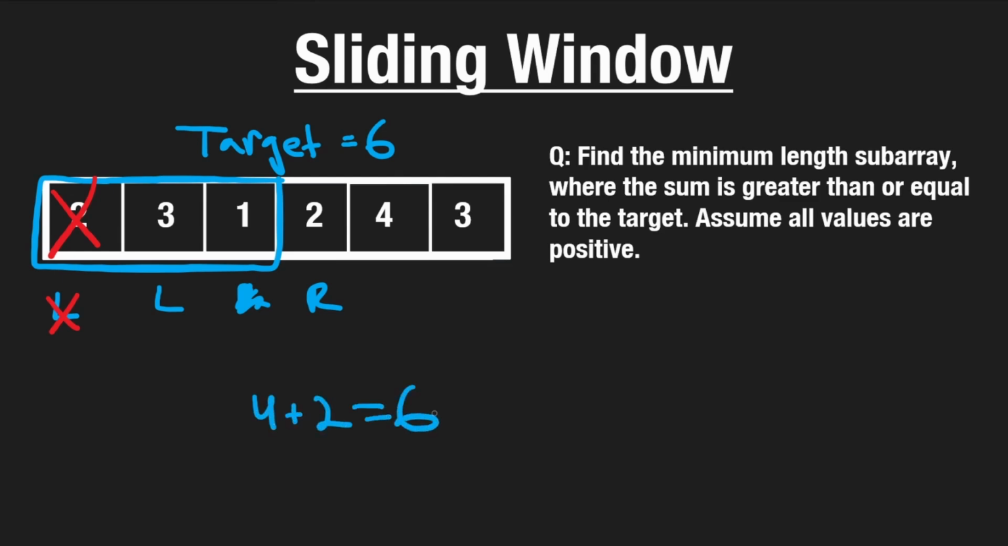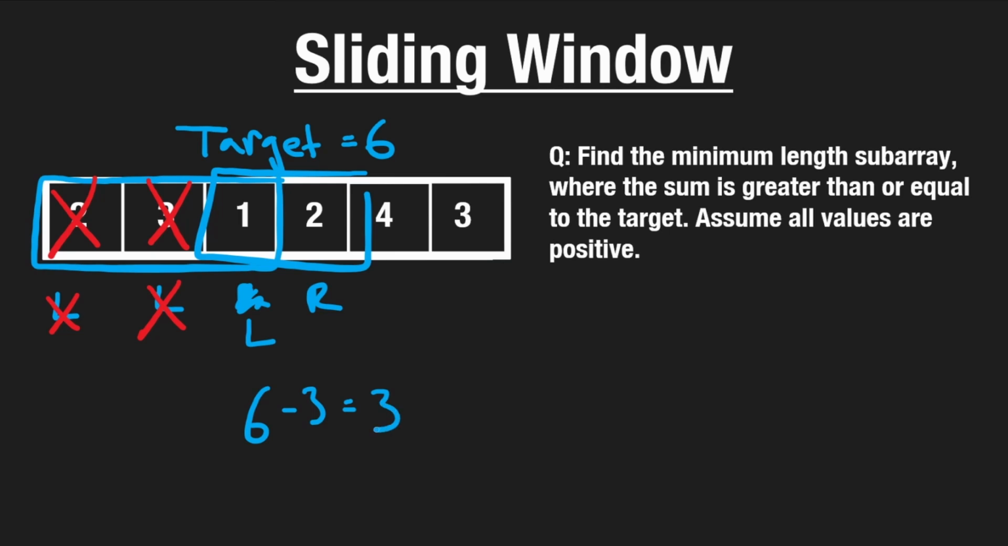So our total sum is now 6. Once again, we reach the target, but the window is of exactly the same length. So our minimum window length is still 3 for now. But once again, we're going to shift our left pointer by 1 to be over here now. And now our window sum was 6, but we removed a 3. So now our window sum is equal to 3.